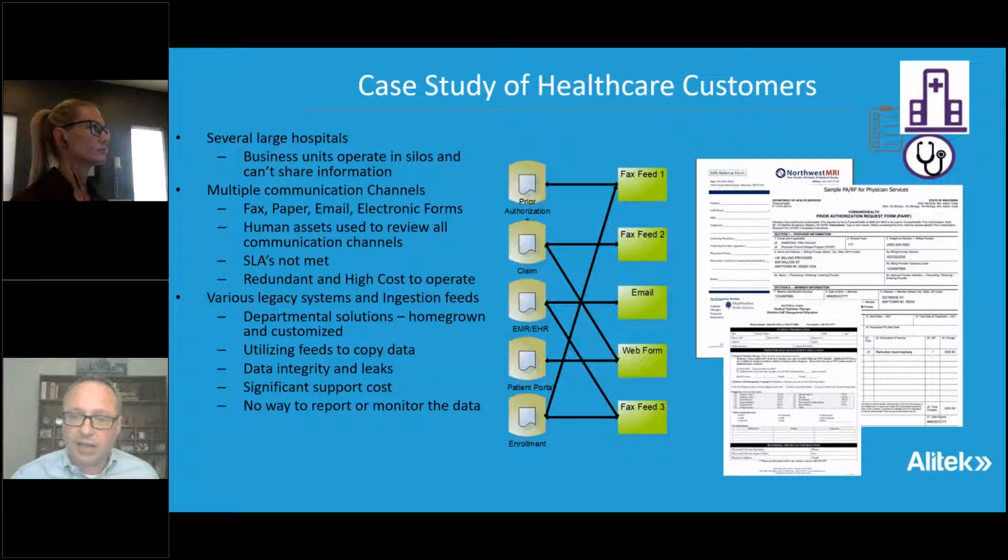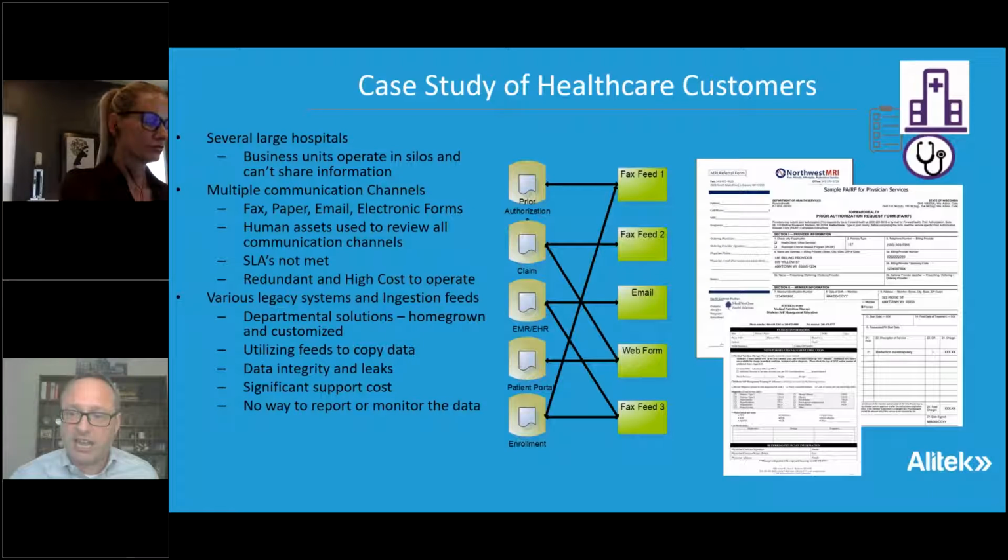In addition, like we've been discussing, each of these customers had multiple communication channels: fax, paper, email, electronic forms. And in some cases, they had more than one feed to handle the same documents, like referrals or prior authorizations. The key point is that each one used human assets to review all those channels as the information came in. There was no checkpoint of technology based on business rules at any point in the process.